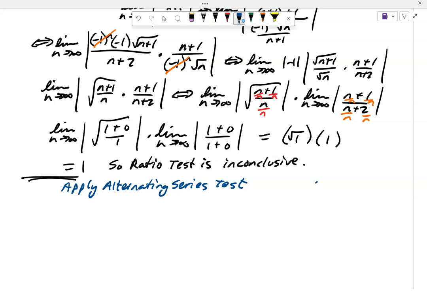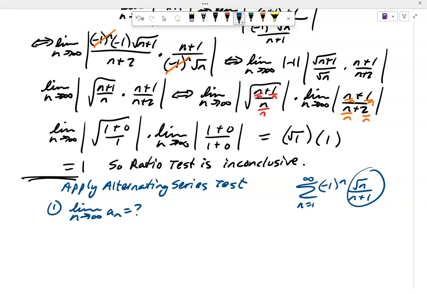All right, this was our (-1)^n times square root of n over n plus 1. So here's the alternating part I circled, so the a_n part's right there. So number one, does it meet these conditions to converge? Well, we had to know that the limit was equal to 0. So, limit as n goes to infinity of the square root of n over n plus 1. Does that equal 0? Well, let's go ahead and divide by n.